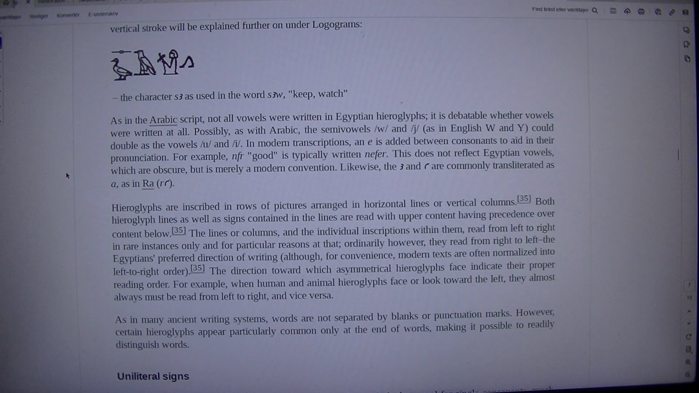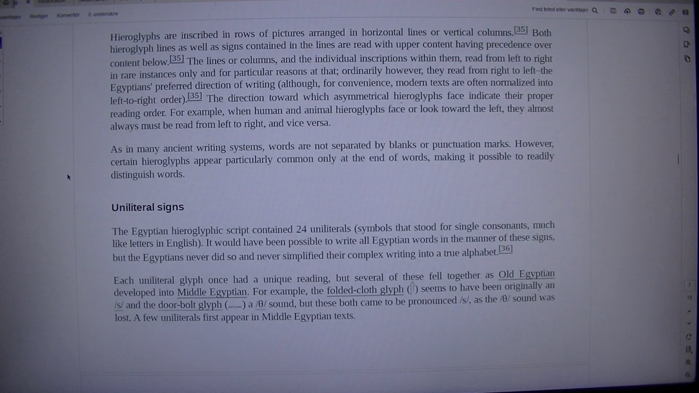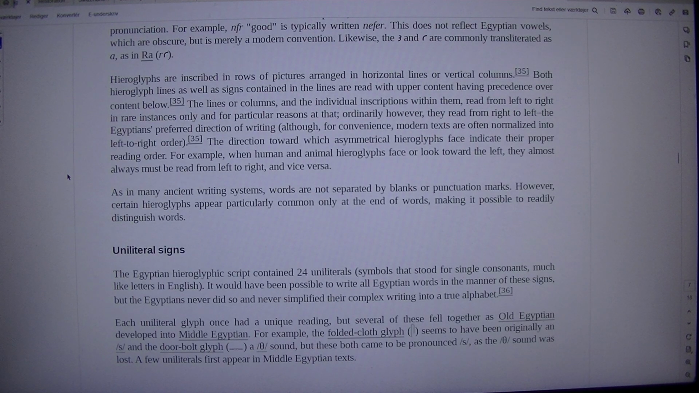35. The direction toward which asymmetrical hieroglyphs face indicates their proper reading order. For example, when human and animal hieroglyphs face or look toward the left, they almost always must be read from left to right, and vice versa. As in many ancient writing systems, words are not separated by blanks or punctuation marks. However, certain hieroglyphs appear particularly common only at the end of words, making it possible to readily distinguish words.